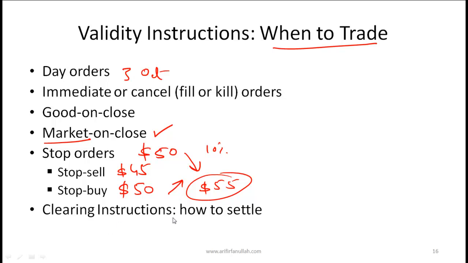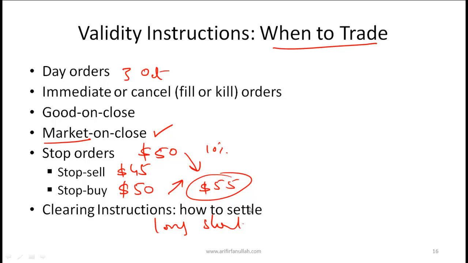Clearing instructions refer to how the trade should be settled. So this is from the curriculum: an important clearing instruction that must appear on the security sale is an indication of whether the sale is a long or a short. In either case, the broker representing the sell order must ensure that the trader can deliver securities for settlement.